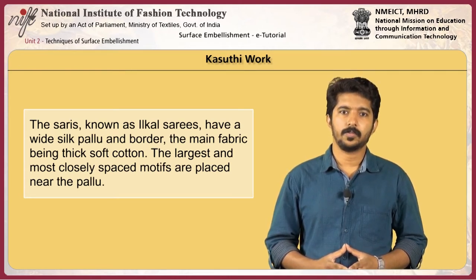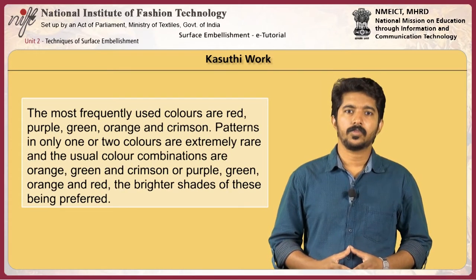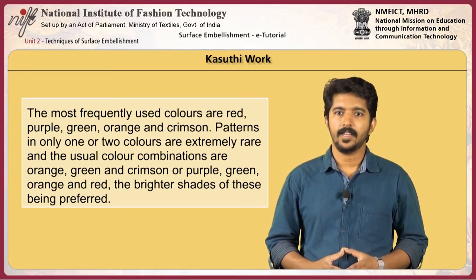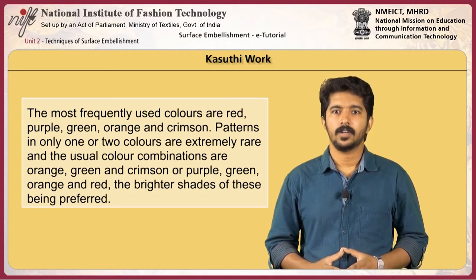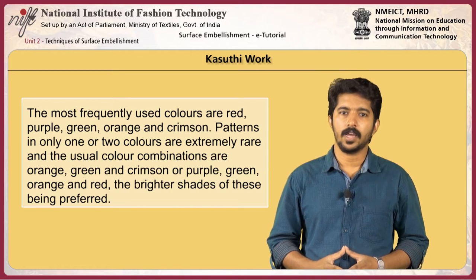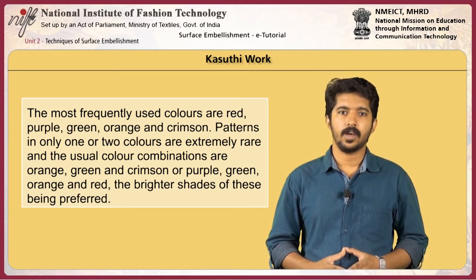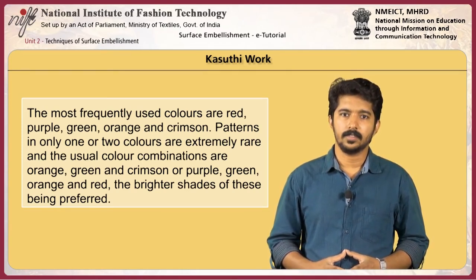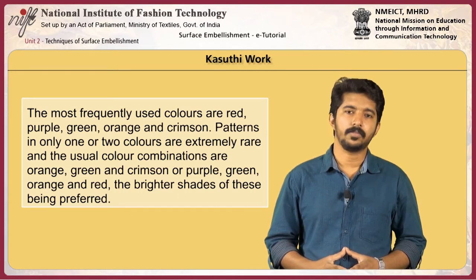The largest and most closely spaced motifs are placed near the pallu. As the embroiderer moves towards the main part of the sari, the motifs become smaller and more scattered. Finally, they fade away gracefully with clusters of stars or mere dots. The most frequently used colors are red, purple, green, orange, and crimson. Patterns in only one or two colors are rare. The usual color combinations are orange, green, and crimson or purple, and green, orange, and red, the brighter shades of these being preferred.